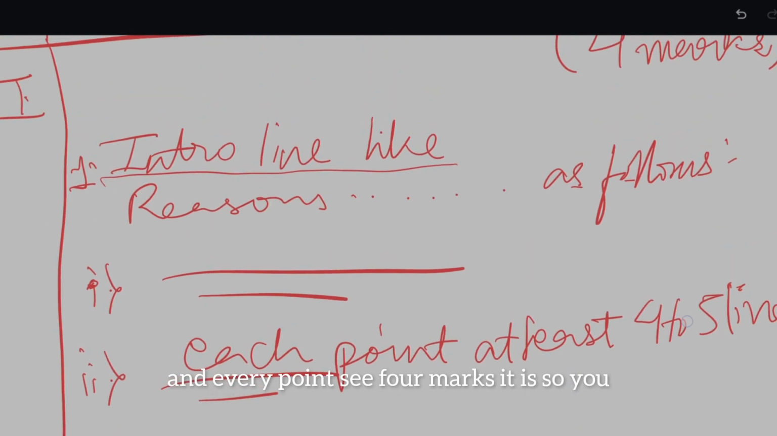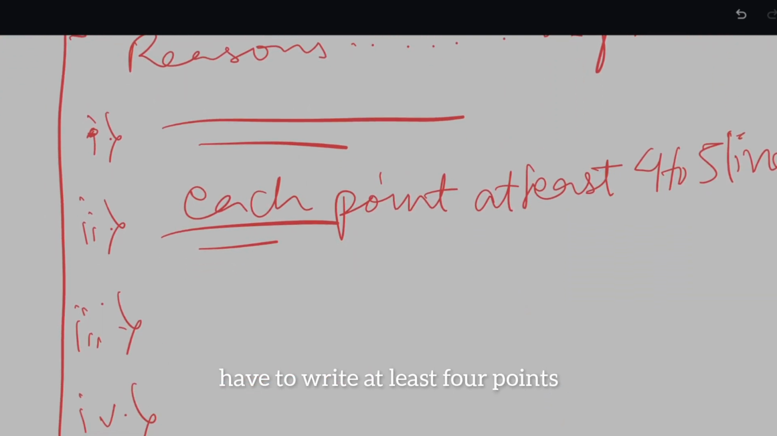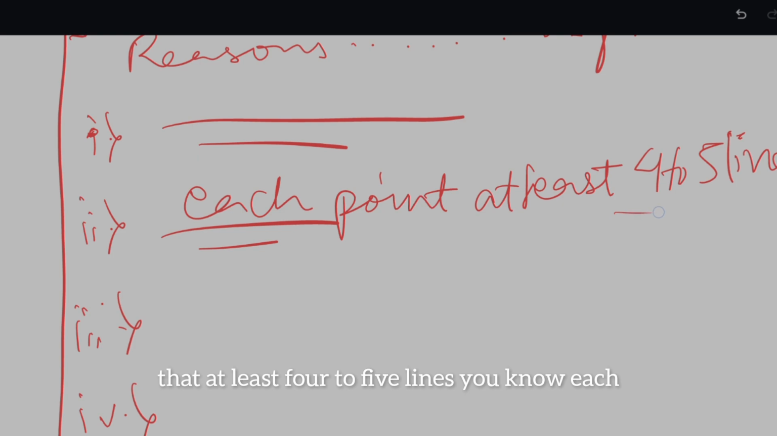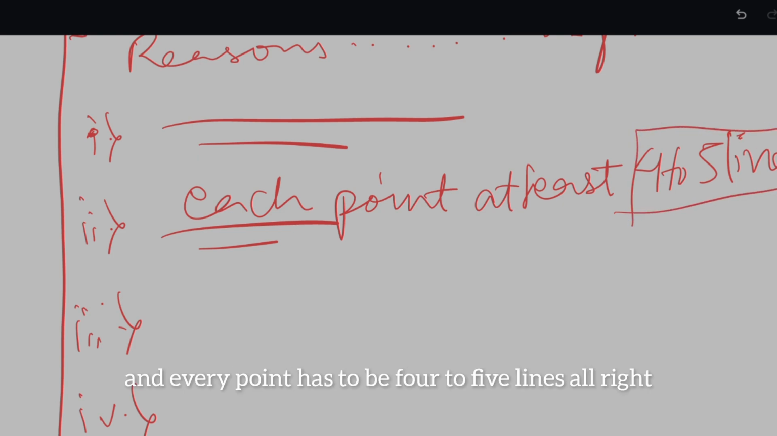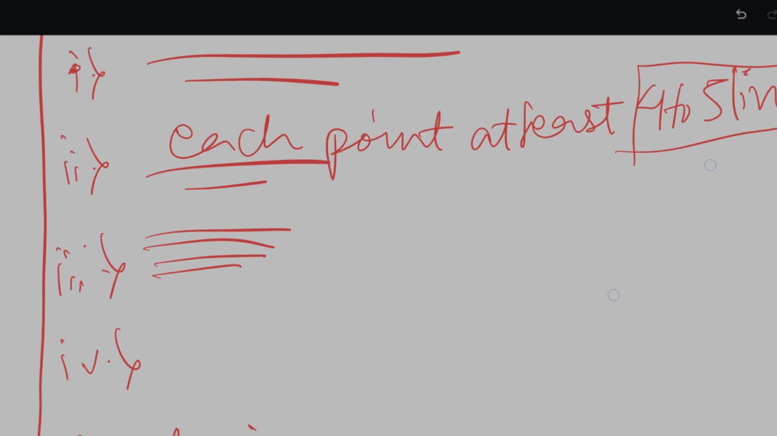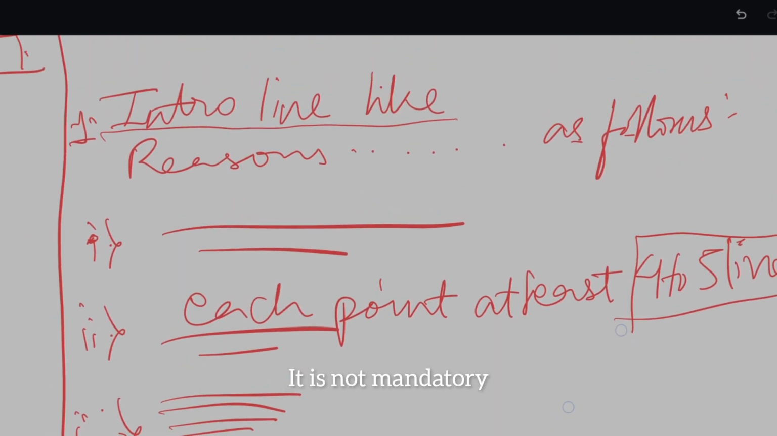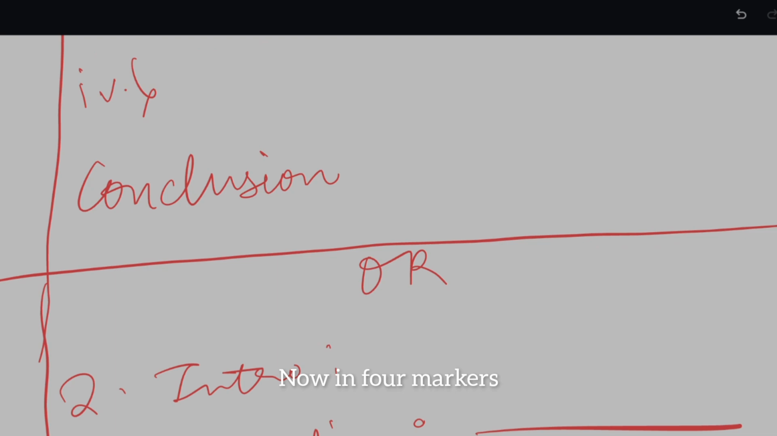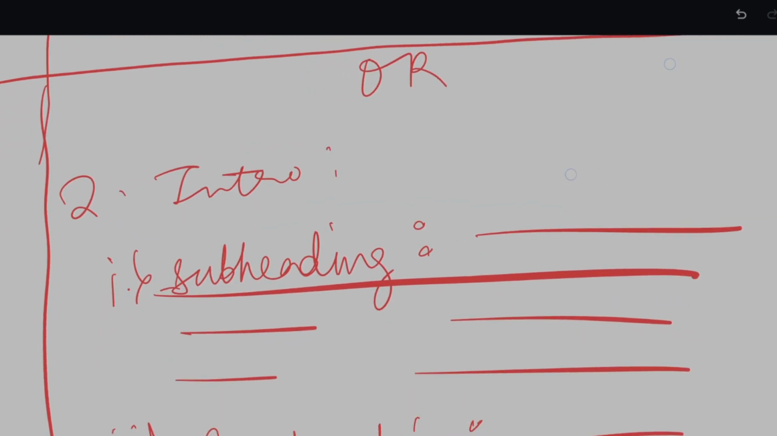For 4 marks, you have to write at least 4 points, and each and every point has to be long. It cannot be 2 lines each. No, you cannot do that. Each and every point has to be at least 4 to 5 lines. All right, and then you can give a conclusion. It is not mandatory, but it is good if you give a conclusion. It looks good, right? Now in 4 markers, there's something more you can do if you have the time.